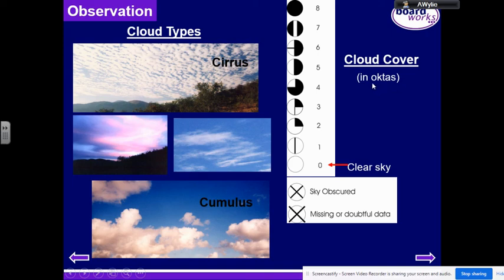If you can't see a single cloud, you have a clear sky, you have 0 octas. If you have half of your sky covered in clouds, like we can see here, you would have 4 octas of cloud cover. If you couldn't see the sky at all, because maybe there was a fog, then you would actually have what's called sky obscured. But the unit is octas. And there's no special device other than looking up and estimating the number of eighths of the sky that's covered. Okay, so let's just do a quick review.